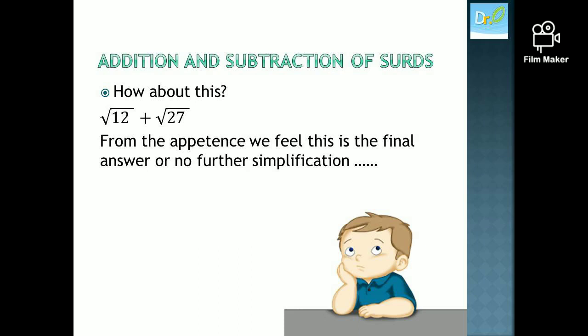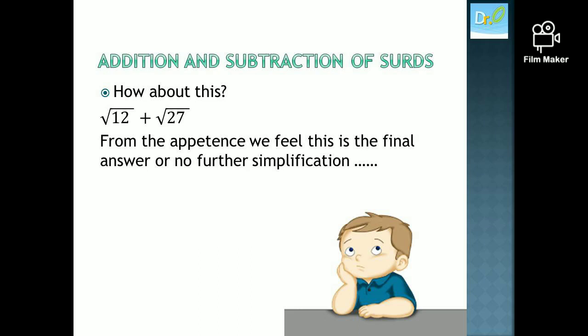How about this question? We had root 12 to root 27. With our previous theories, we have learned that we cannot add terms with different elements in surd expressions. Then can't we simplify further? You can see that root 12 and root 27 are a little bit big numbers. Then can't you do something else to simplify this question further?